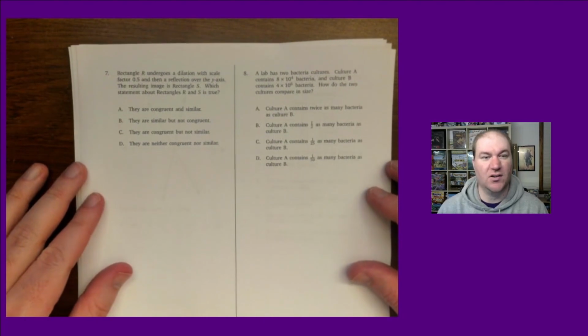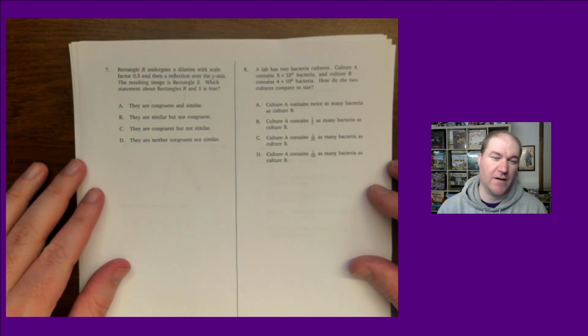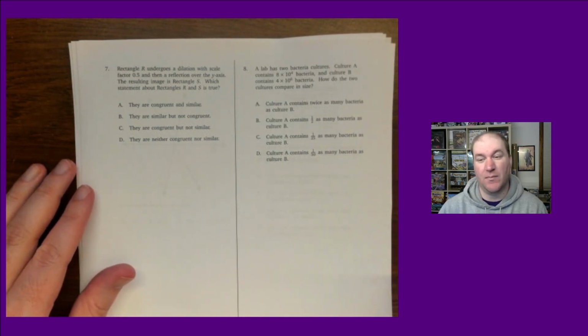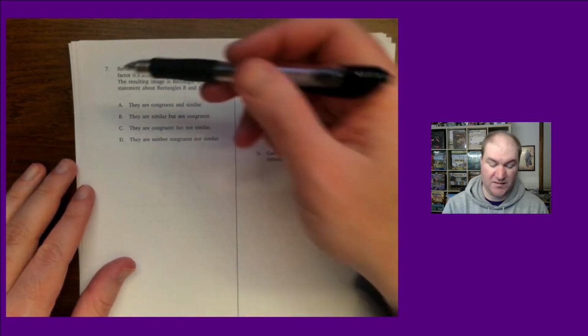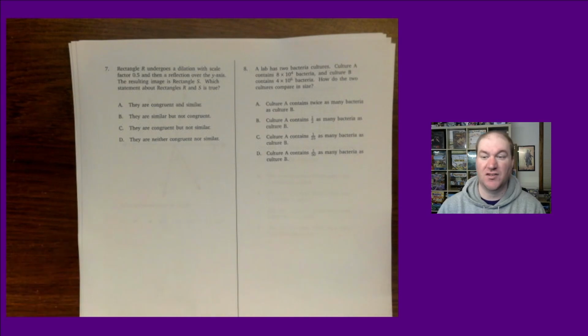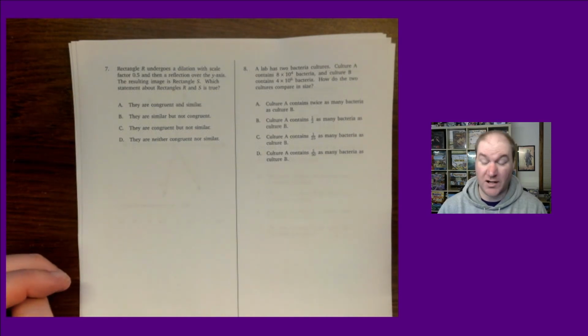Question 7. Rectangle R undergoes a dilation with a scale factor 0.5 and then a reflection over the y-axis. The resulting image is rectangle S. Which statement about rectangles R and S is true? So I have a rectangle that was dilated then reflected. Remember, dilation means to grow or shrink. And because it's 0.5 scale factor, that means it's going to shrink. It's going to be half as big as it used to be. And then the reflection is just going to take the resulting rectangle and flip it over. So we're going to end up with a rectangle that's half as big and flipped over.